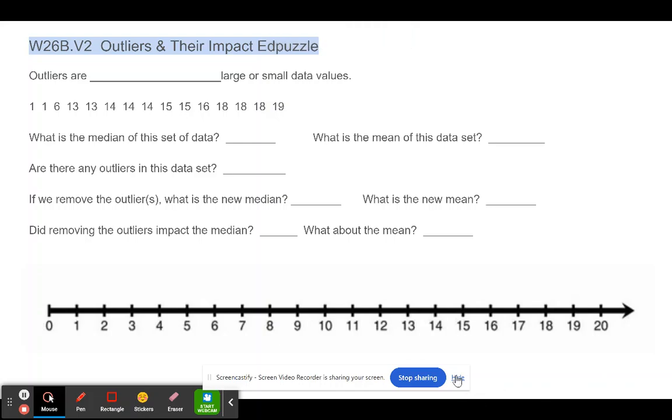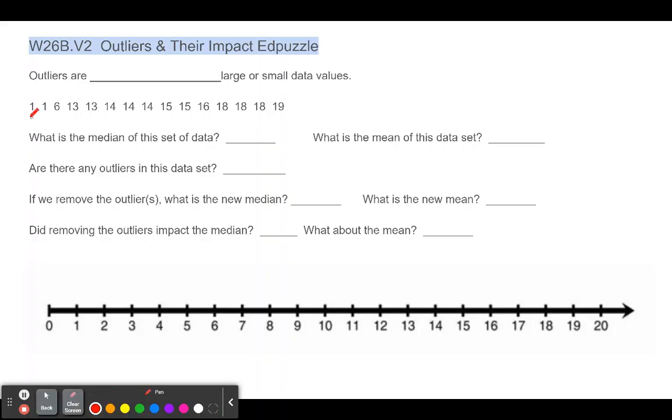All right, let's talk about outliers in a data set. Outliers are exactly how they sound. It means that they are unusually large or small data values. There's a data set that's given here with a bunch of different numbers ranging from 1 to 19.